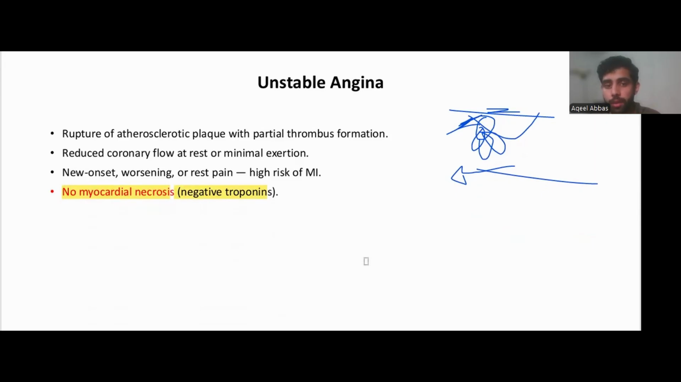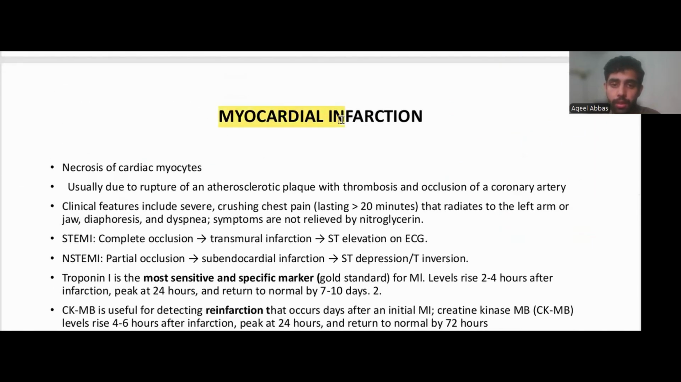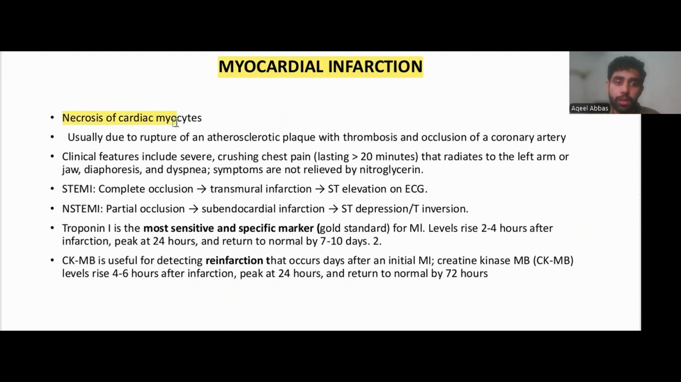One step forward from this is myocardial infarction. If this reduced blood supply persists, that leads to necrosis of cardiac myocytes, usually from rupture of a plaque.